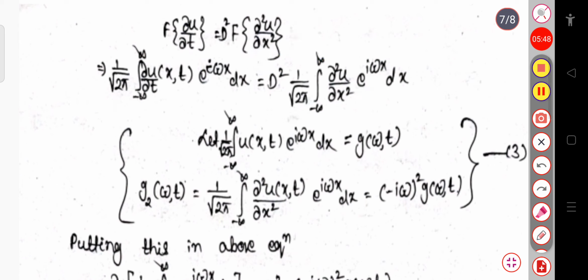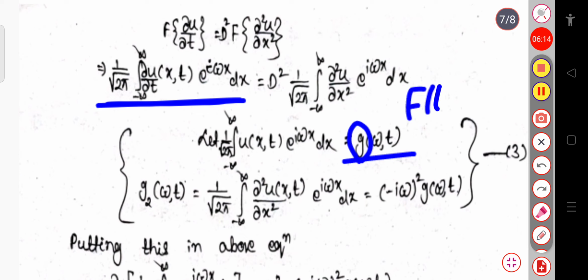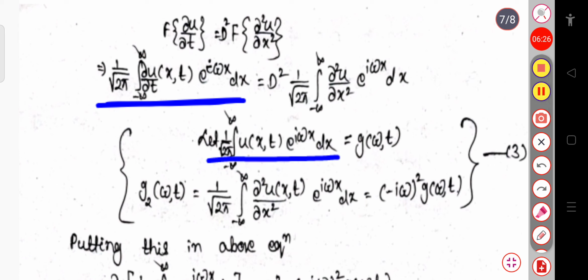Now suppose we consider this total term, 1 by root over 2 pi, minus infinity to plus infinity, ∂u/∂t into exponential i omega x dx. Suppose we call this term g of omega, t. This small g is nothing but the Fourier transform, so I can write f of omega, t. But since it is just a symbol, I can write this as g of omega, t. So this is our g of omega, t.